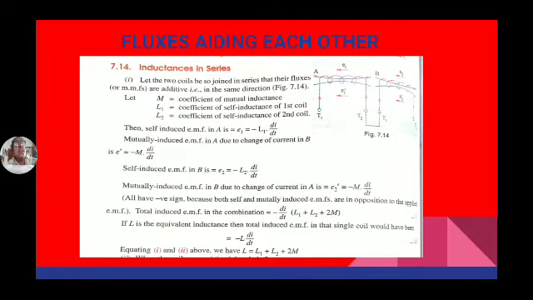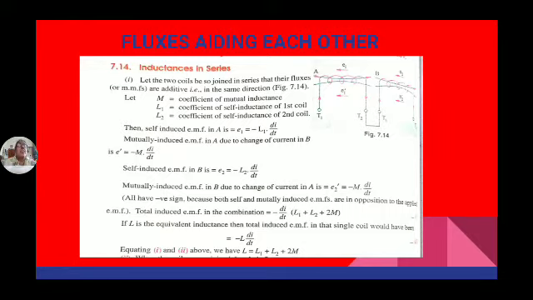So what is the total EMF developed in coil 1? Self-induced EMF and mutually induced EMF. So the total EMF is EL1 plus EM1. EL1 is the self-induced EMF, which is equal to -L1 di/dt, and EM1 is the mutually induced EMF, which is equal to -M di/dt. So the total EMF is -L1 di/dt plus -M di/dt.